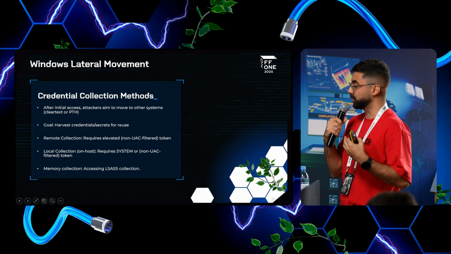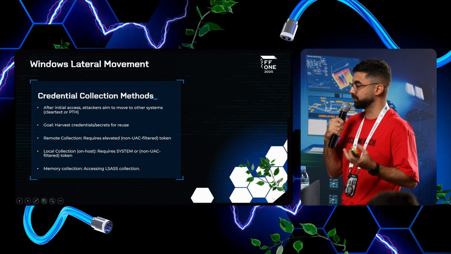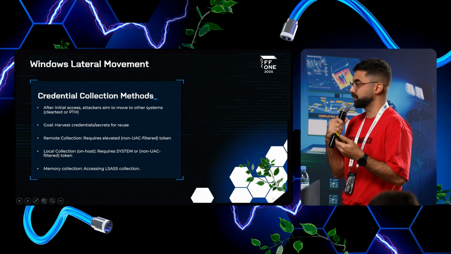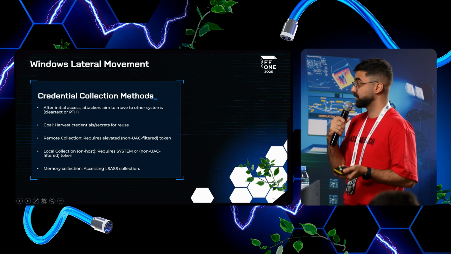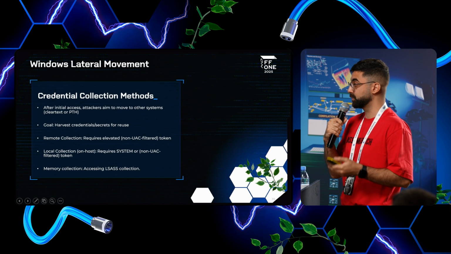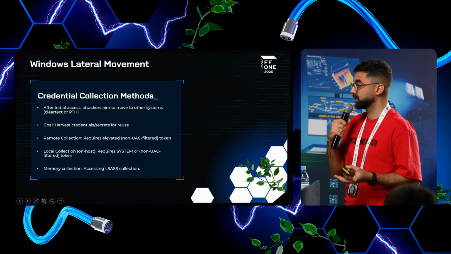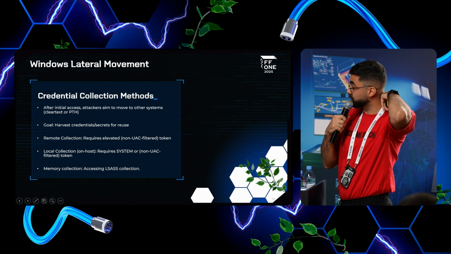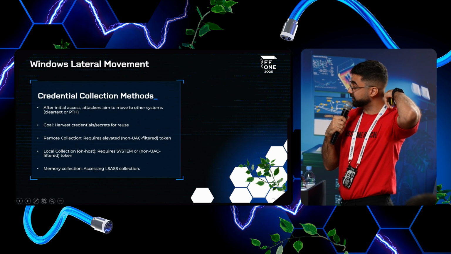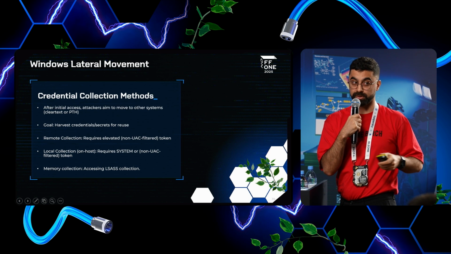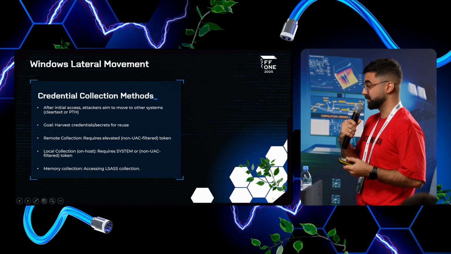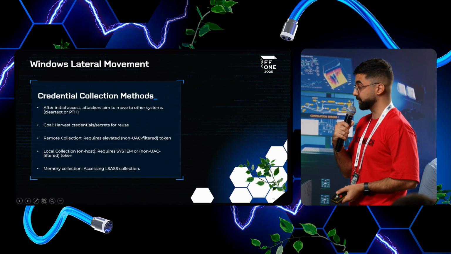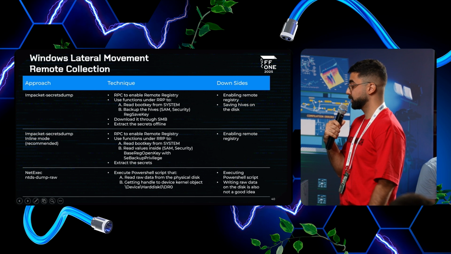The second one is local collection, when you have, for example, a shell on the system, or when you have an interactive login. To read this value, you need either SYSTEM or a non-UAC filtered token. And the third one is memory collection, when you're accessing LSASS. I will not dive into LSASS now, but I really recommend my colleague Gosha's talk at 5, I think, about LSASS, where there is a unique way to get credentials from there. So let's start with the remote collection.